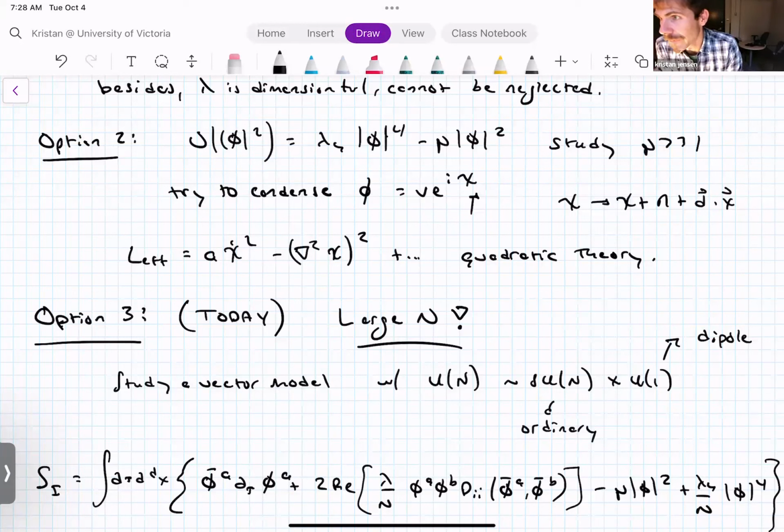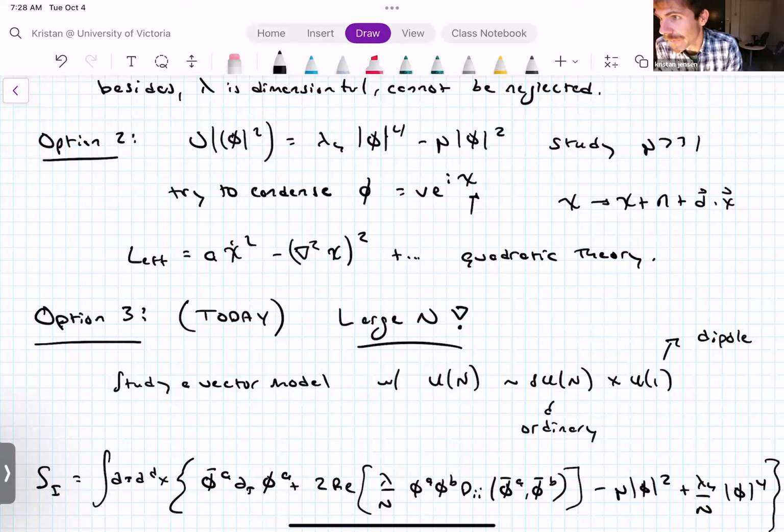Yeah, sorry. You mentioned the Coleman theorem now in D equal to 2 to say that it is impossible to have U(1) symmetry breaking. Is something similar affecting also the spontaneous breaking of the dipole symmetry? Absolutely, absolutely. Yes.